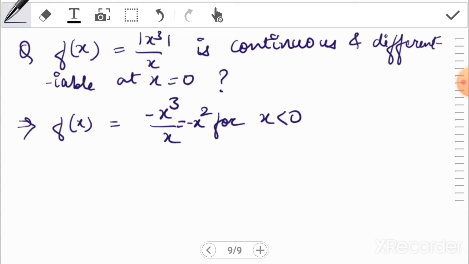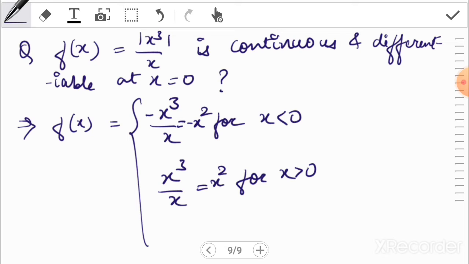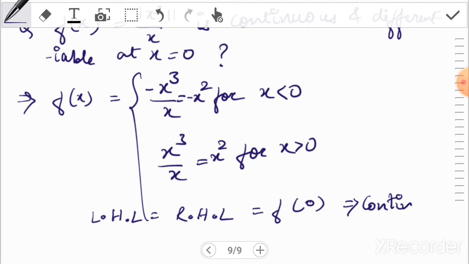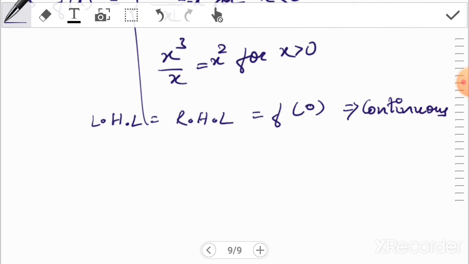Also it is x cube by x, which is x square for x greater than 0. So at x is equal to 0, left hand limit is equal to right hand limit is equal to f of 0. Yes, then that means this function is continuous at x is equal to 0. Right? Now let's check the differentiability.